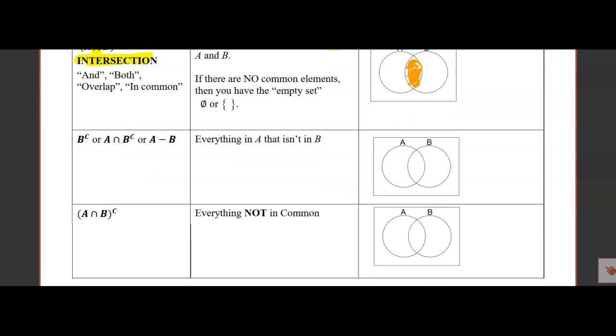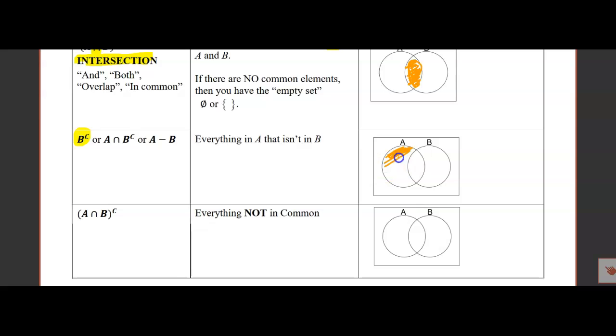All right, now I have this B complement idea. So B complement. Notice A intersection B complement is the same thing. The complement of B, basically I'm shading in everything that is not B. What do I shade for everything that's not B?